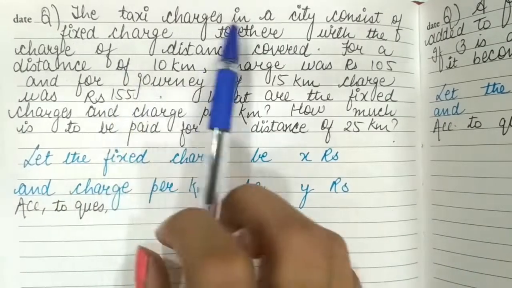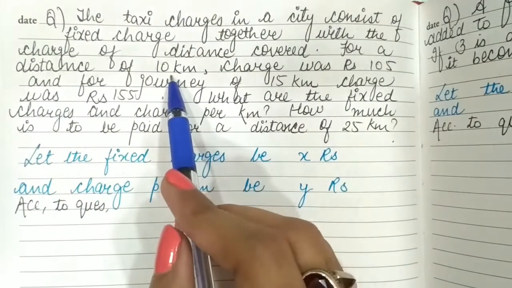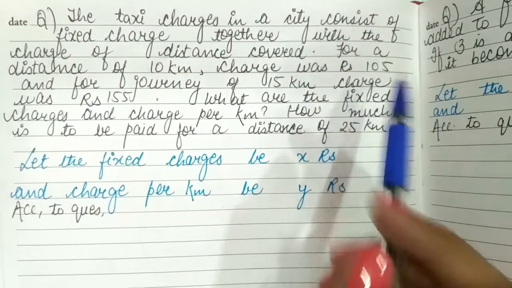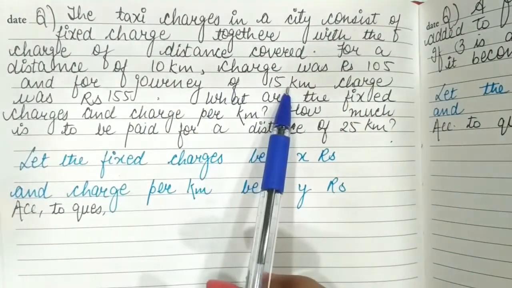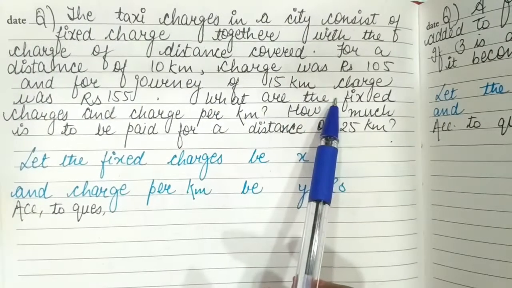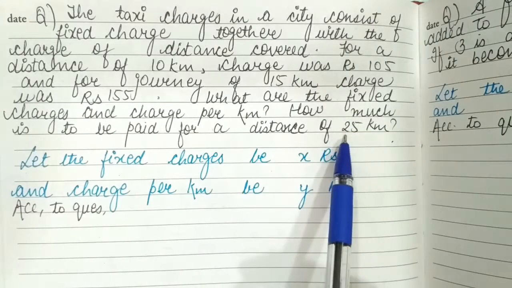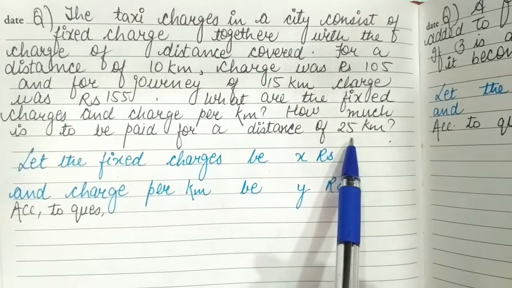Question is, the taxi charges in a city consist of a fixed charge along with a charge for the distance covered. For a distance of 10 kilometers, the charge was rupees 105, and for a journey of 15 kilometers, the charge was 155. What are the fixed charges and charges per kilometer? How much is to be paid for a distance of 25 kilometers?